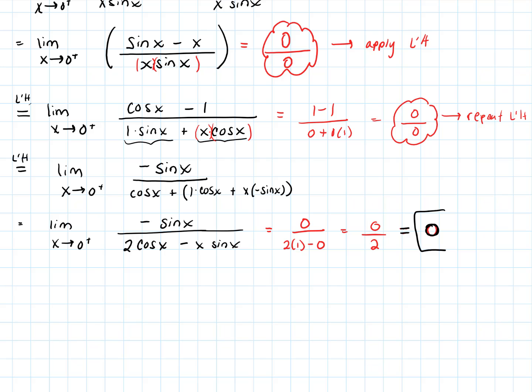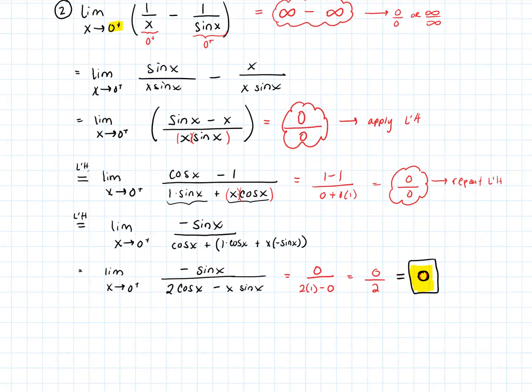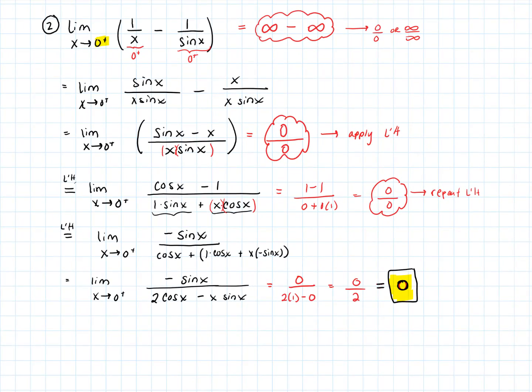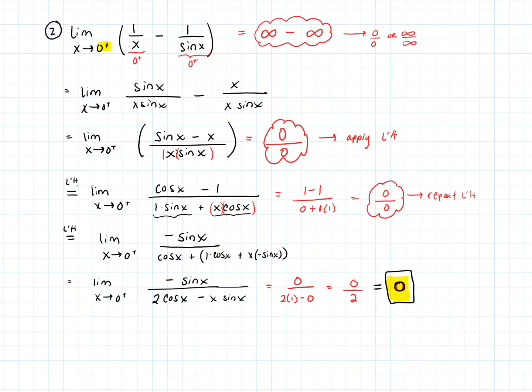And that gives me my answer for this limit of 0. Notice on that problem, that's a nice problem with a few different strategies. We started with an indeterminate form that was a difference, infinity minus infinity, and we manipulated it till we got it into a form that we could apply L'Hopital's rule, 0 over 0. Applied L'Hopital's rule, simplified, had to apply L'Hopital's rule again, simplified, and then ended up with a 0 over 2.